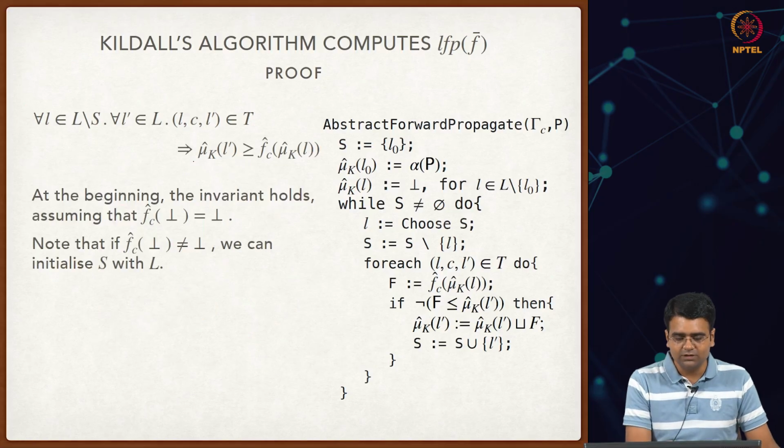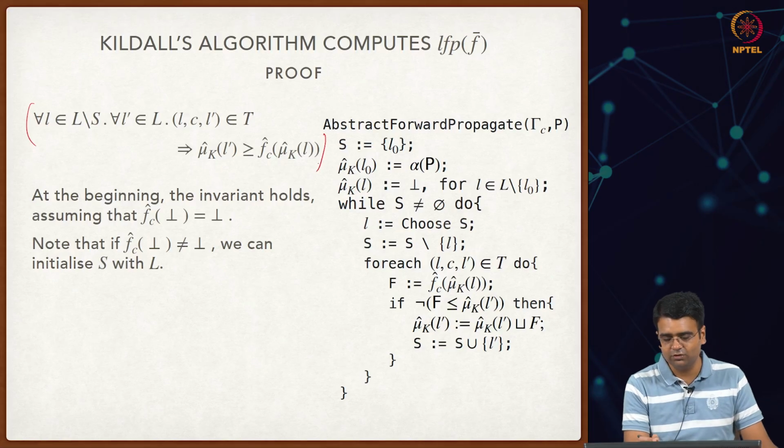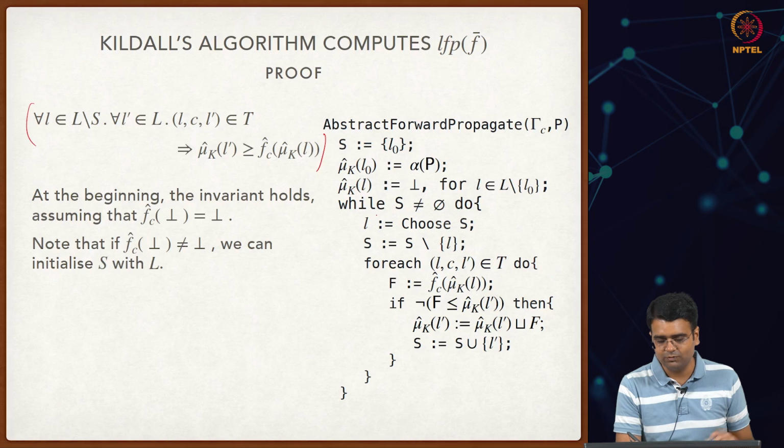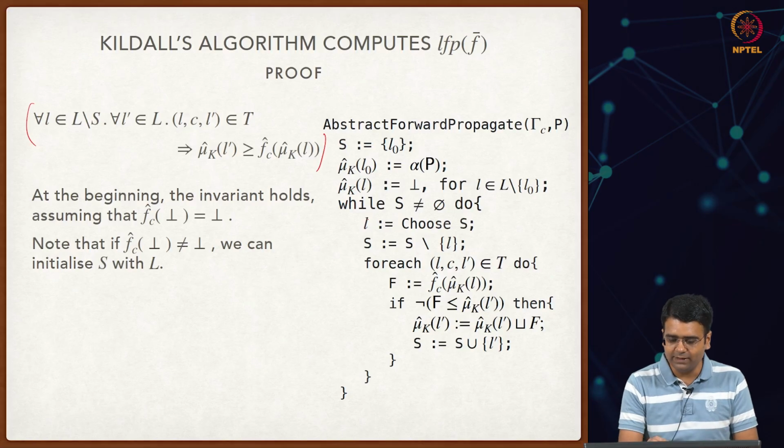Okay. So as usual, if you want to show that this is a loop invariant, we have to show that it holds at the beginning, at the start of the loop, which means at the beginning of the first iteration, and then it continues to hold at the beginning of every iteration. So what happens at the beginning? Okay. So at the beginning you can see that the set S only contains the location L0, okay, and for every other location the value of mu hat k is equal to bot.